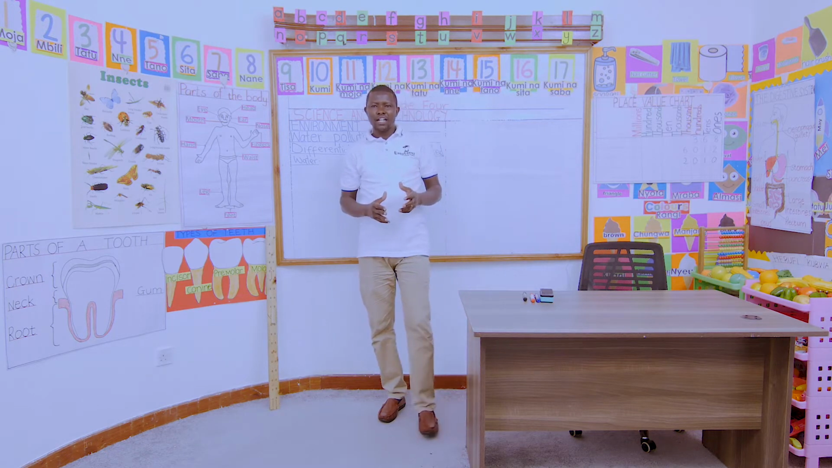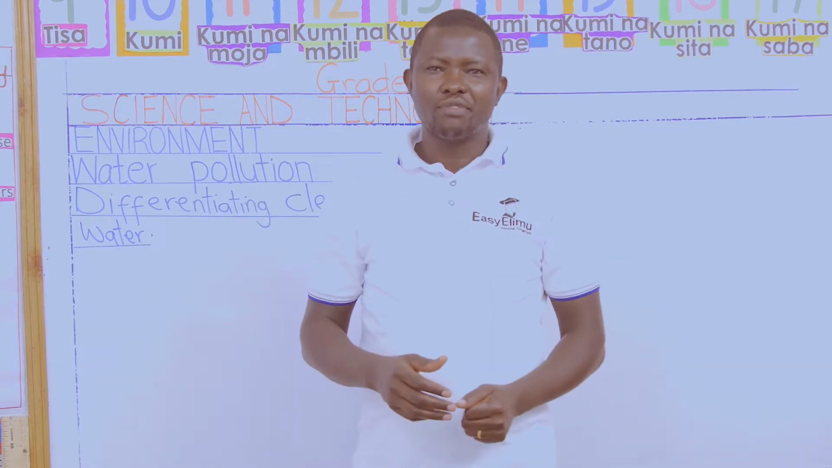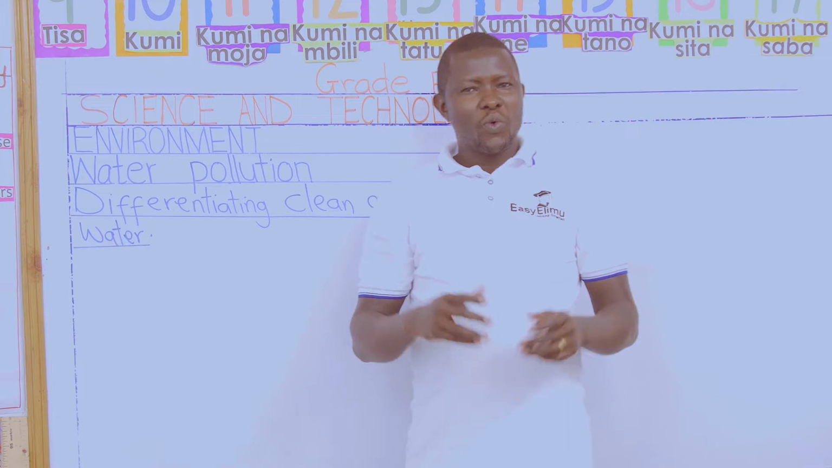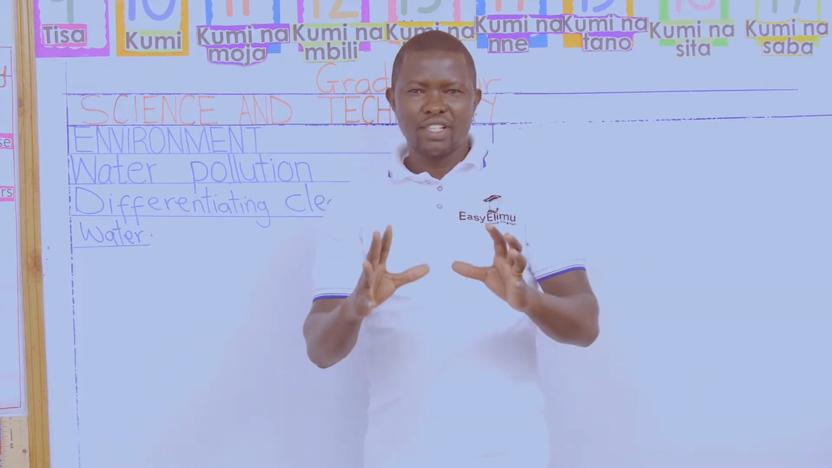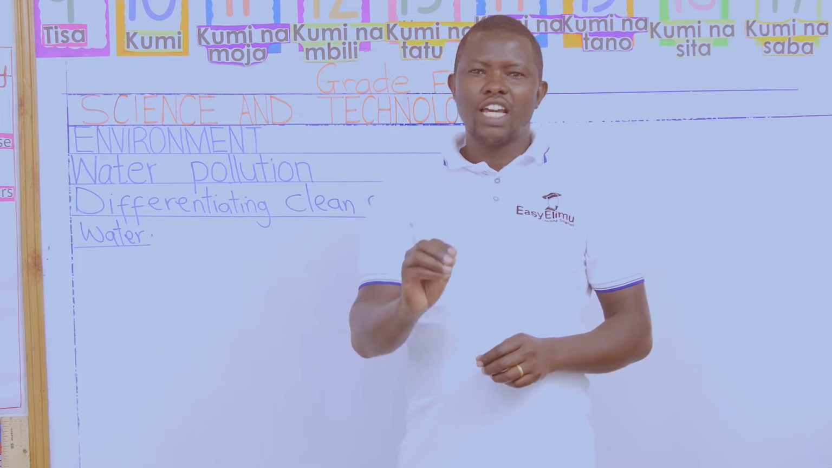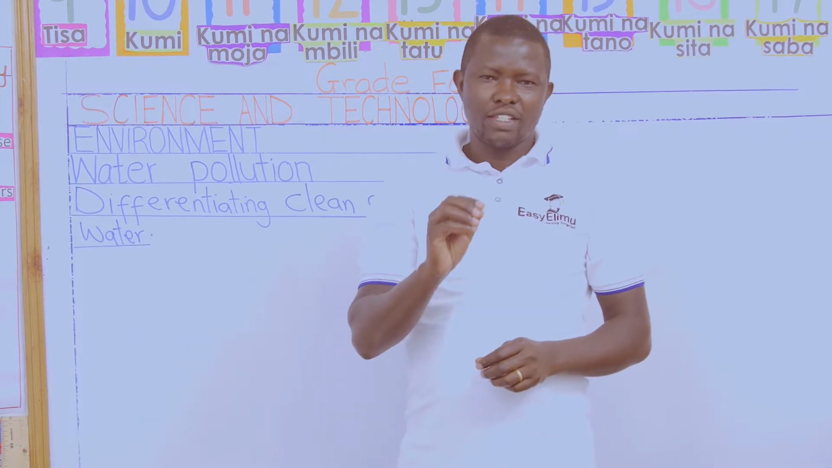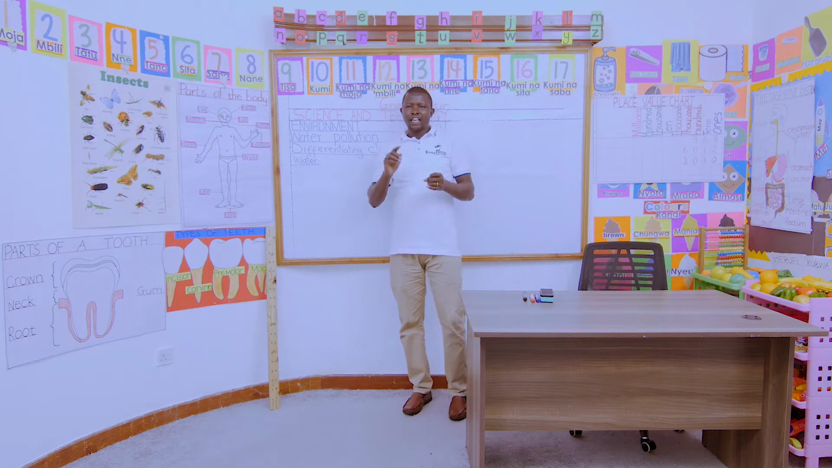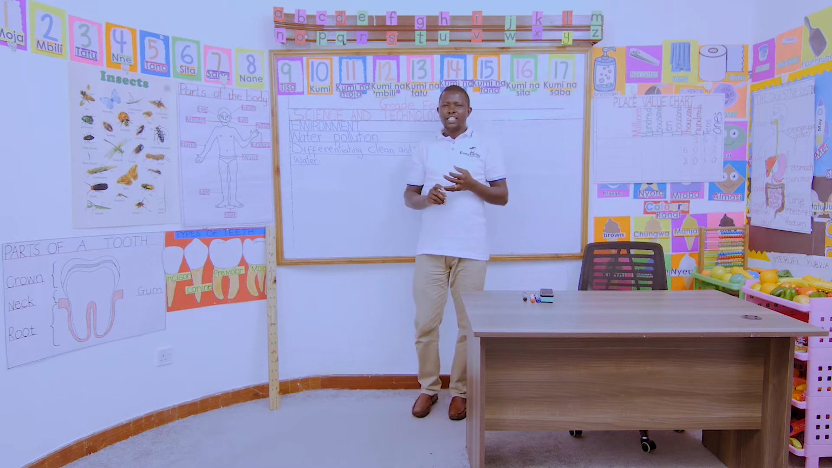And I will start with Victoria. Victoria, you can remind us what is water pollutant? That is very correct. Water pollutants, these are substances which pollute or contaminate water. Substances which are harmful to the water. And these, they pollute or they contaminate the water.